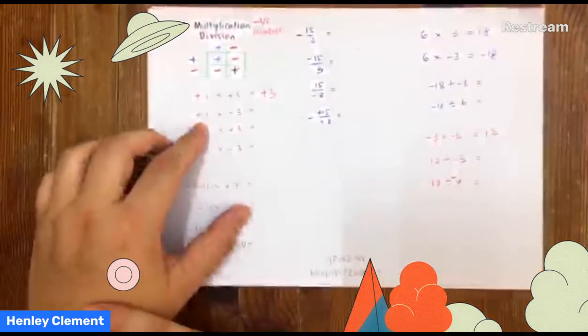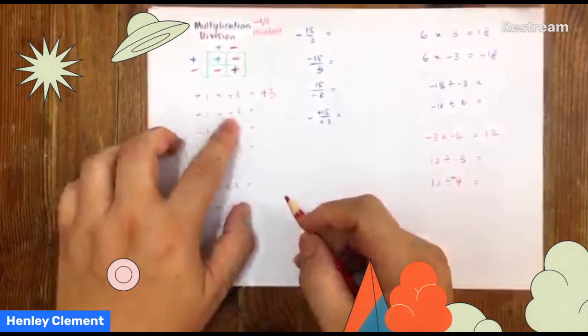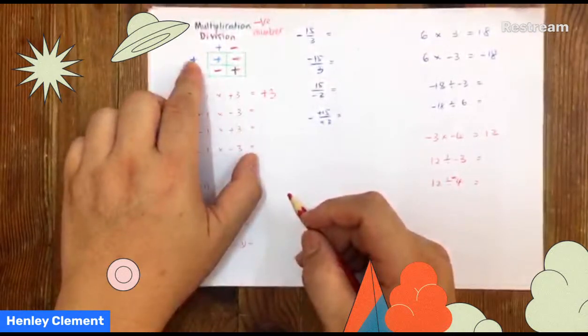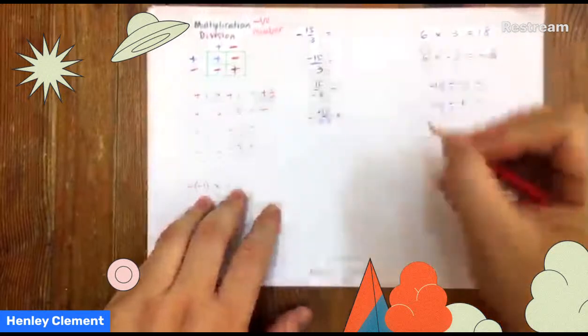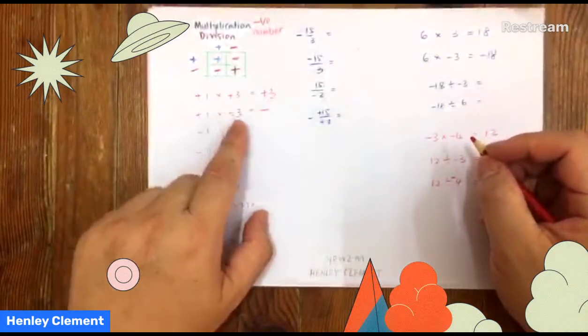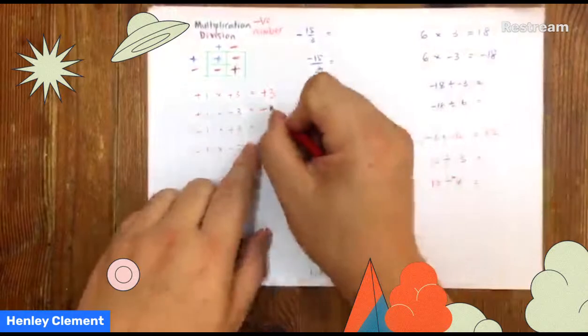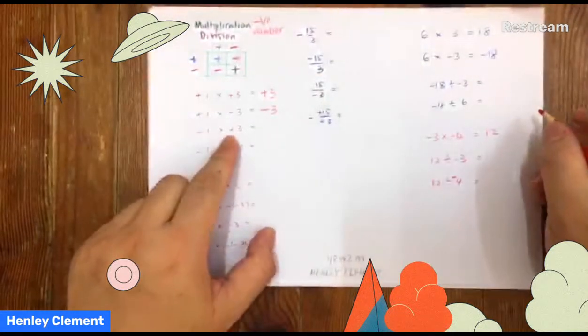So, positive 1 times negative 3. Can you see? This is positive times negative, and positive times negative will get you negative. So my answer will be negative. And then only I do the numerical figure here. 1 times 3 will get you 3.